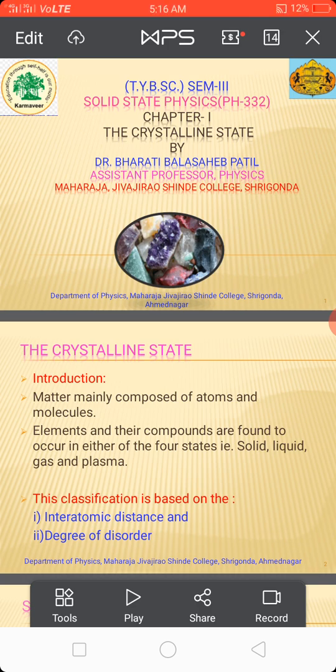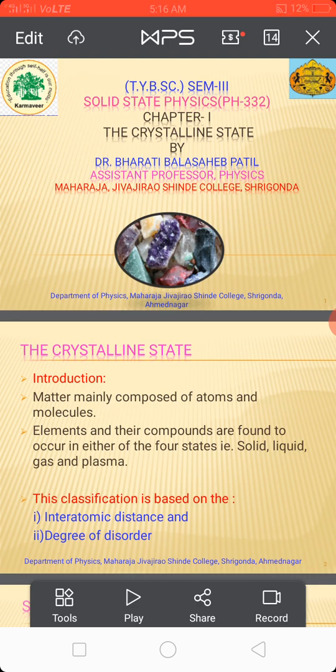In order to see the crystalline state of the material, one should first know what is meant by matter. Matter is nothing but anything that is made up of atoms or molecules. Each and everything is made up of matter.